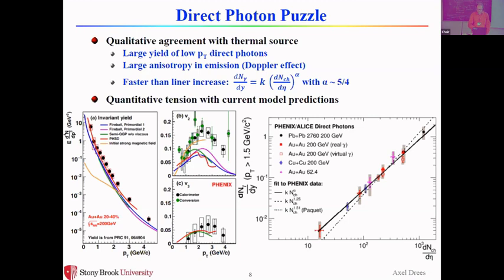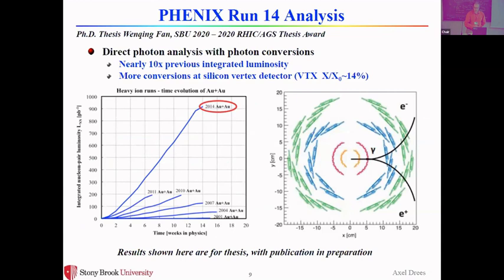Of course, that is the current state, and in order to provide more information, we have just recently completed the analysis of the data that was taken in 2014. It takes a long time to analyze these data sets. And what that brings, you can see from this integrated luminosity plot. So these are the historic measurements, and the Run 14 data has a factor of 10 more integrated luminosity. It also has the interesting feature that it has a silicon vertex detector, which we exclusively use for this measurement as converter material, 10% conversion and 14%. So we have a healthy photon yield from this measurement.